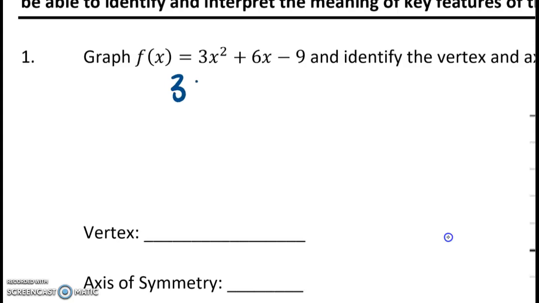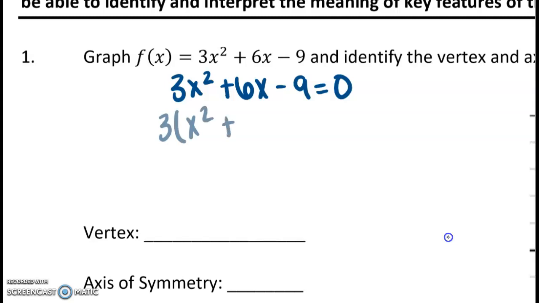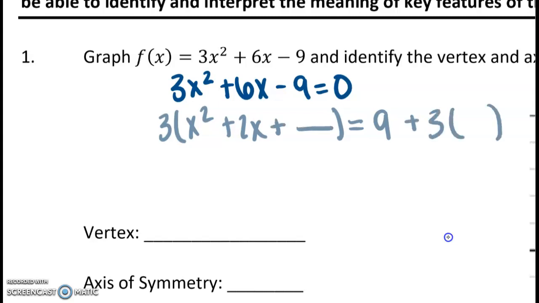So our first step, I'm going to set 3x squared plus 6x minus 9 equal to 0. I've got to move that 9 to the other side and factor out my 3. X squared plus 2x. Remember, I moved the 9 first, so I'm not taking a 3 out of the 9. And I'm going to add something here, and I'm going to add 3 times something here. So take your b value, divide it by 2. 2 divided by 2 is 1. 1 squared is 1. So here we have it. That factors into x plus 1 squared equals 12.